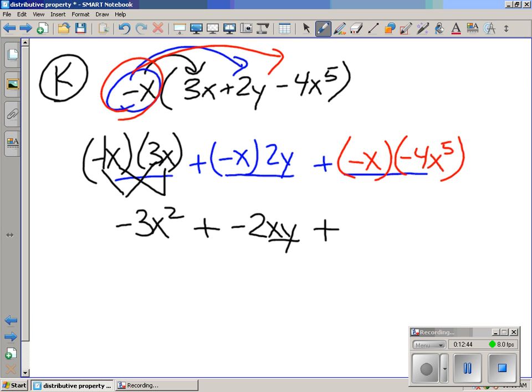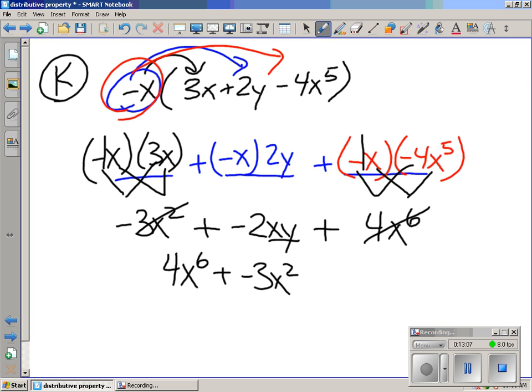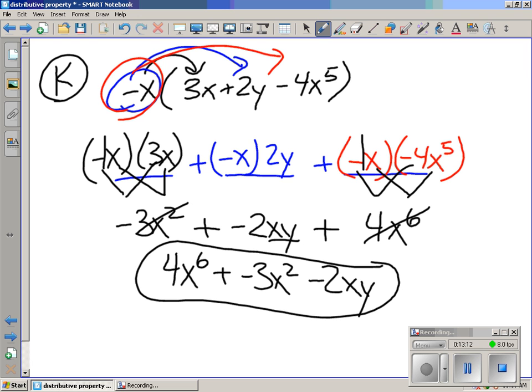In the next example, I get positive 4x to the power of 6 because I take the negative 1, multiply by the negative 4 to get 4. Then x times x to the 5th gives us x to the 6th. And then from here, let's go ahead and order it. 4x to the 6th. And after that would be negative 3x squared. And then after that would be negative 2xy. And if you wanted, you could have just made this a subtraction symbol. So it'd be 4x to the power of 6 minus 3x squared minus 2xy.